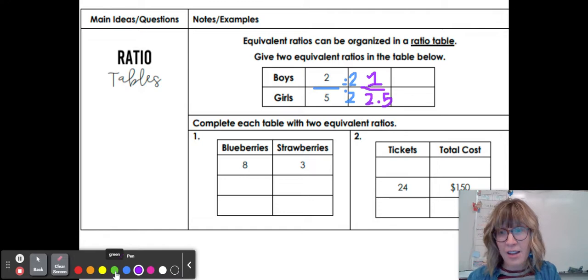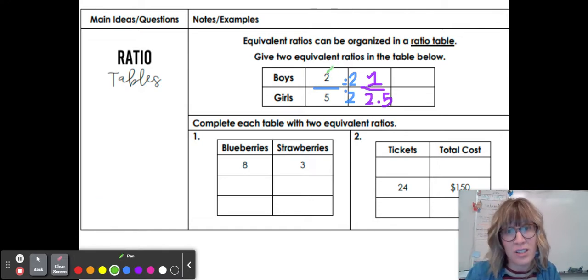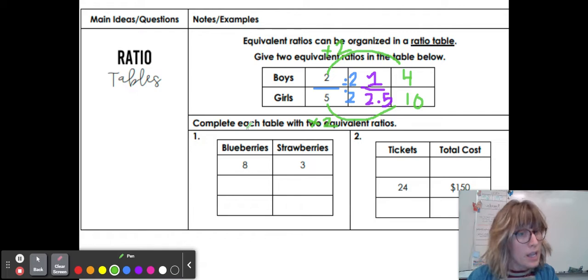So we could also scale up. So you could say, well, let's just multiply each by 2. So if we start with 2 boys and we double the amount of boys in that space, then we have 4. And if we double the amount of girls, because we have to do the same thing to both parts of our ratio, then we end up with 10. So we have a 2 to 5 ratio is the same as a 1 to 2.5 ratio, which is the same as a 4 to 10 ratio, all equivalent.